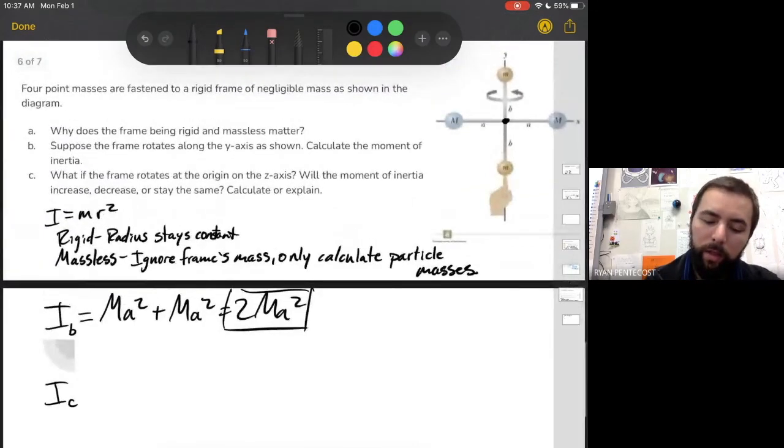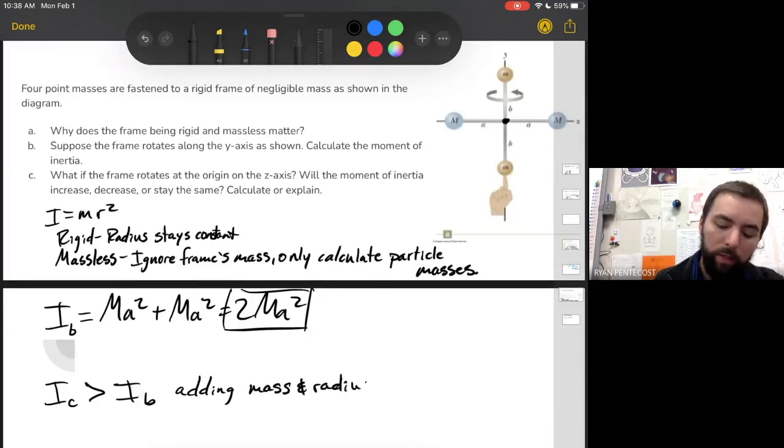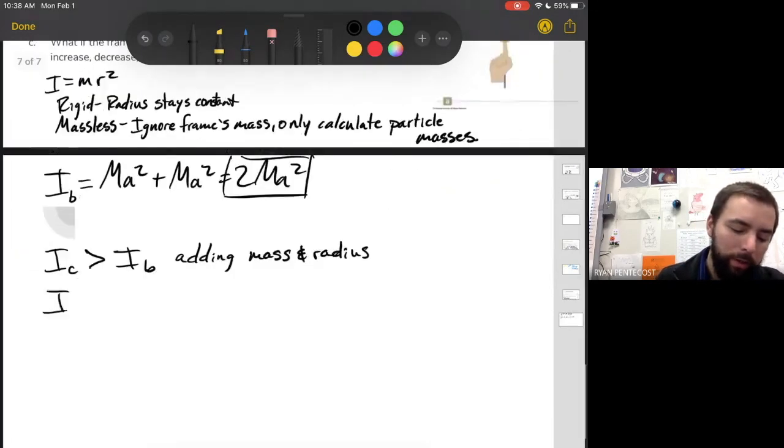That means that M a squared and M a squared, the ones that we just factored in, are not going to change. But now we're going to consider 2 more masses and 2 more radii. So that will cause this to be greater than the previous one because we're adding mass and radius. Now we're considering more particles. That's going to increase, right? So now we can actually see what that would be.